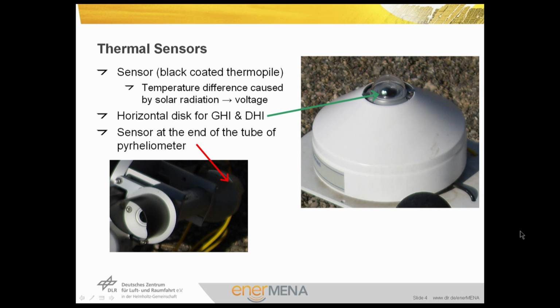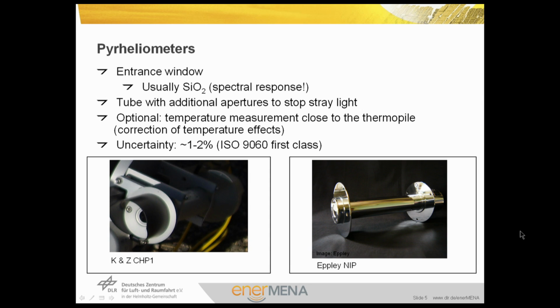On the left hand side we see a photo of a pyrheliometer. Here the thermopile is positioned at the end of the tube. In the photos we see two different pyrheliometers, one from Kipp & Zonen, the CHP1, the other one is from Eppley, the NIP. The entrance windows of pyrheliometers are usually made of silicon oxide. This is to allow a good flat spectral response between, let's say, 300 nanometers and 4000 nanometers.